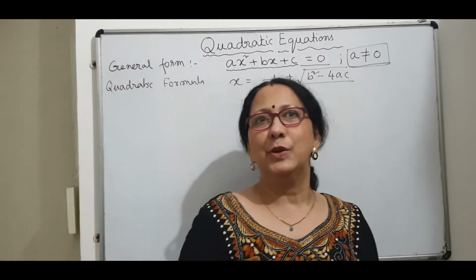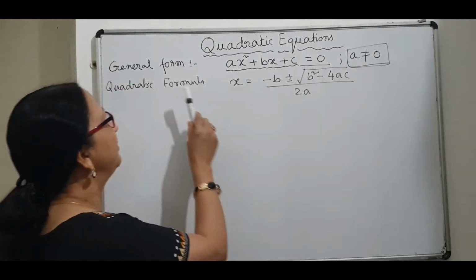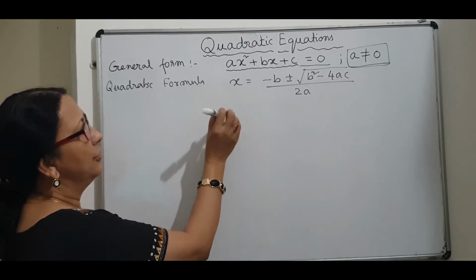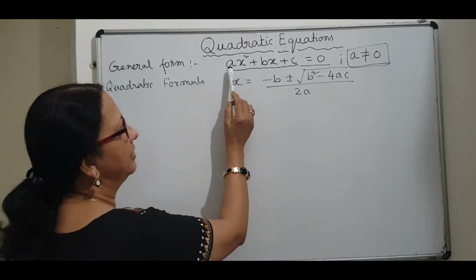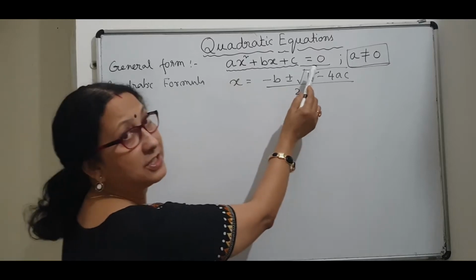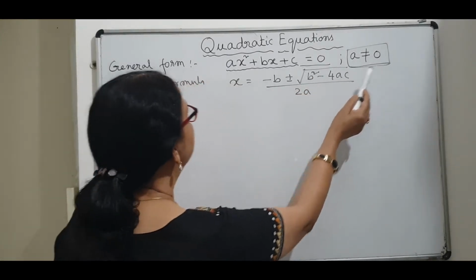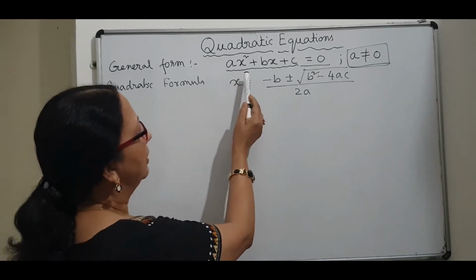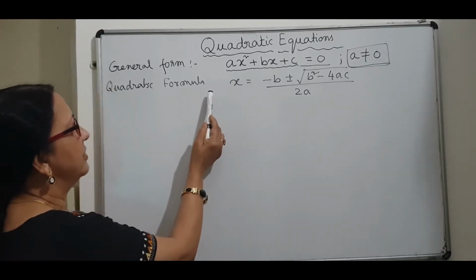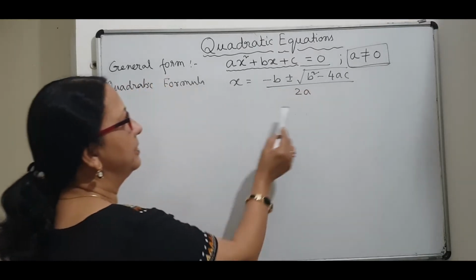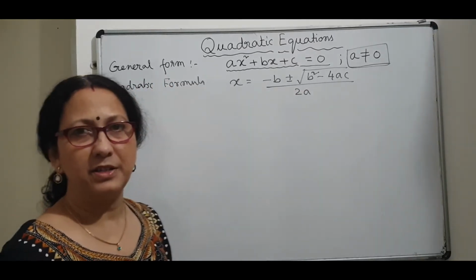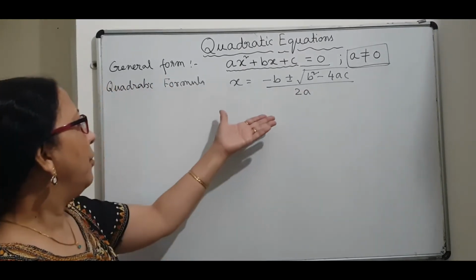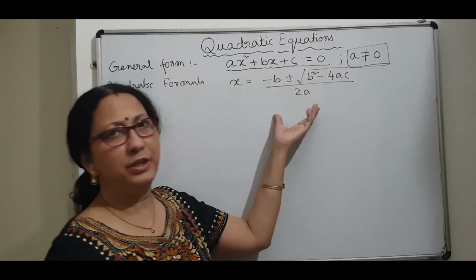Hi. So in the last video, we derived the quadratic formula for the quadratic equation ax square plus bx plus c is equal to 0, where a is not equal to 0. The formula for finding the root of the variable x was this, and we derived this formula by the method of completing the square. So now we will explore this formula.